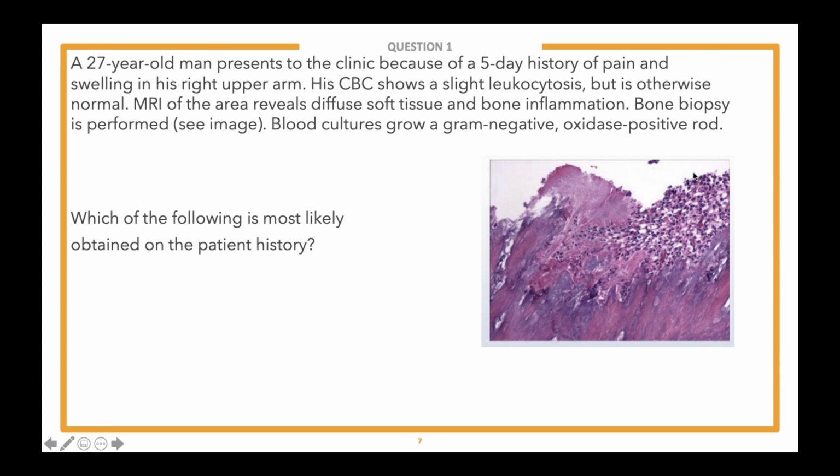A 27-year-old man presents to the clinic because of a 5-day history of pain and swelling in his upper right arm. His CBC shows a slight leukocytosis, but is otherwise normal. MRI of the area reveals diffuse soft tissue and bone inflammation. Bone biopsy is performed, and you can see the image there. Blood cultures grow a gram-negative, oxidase-positive rod. I'll give all of you a few seconds to take a look at that image. And then the lead-in. Which of the following is most likely obtained on patient history? So I want all of you to start thinking about the important clues in this vignette as I hand it off to Paras.